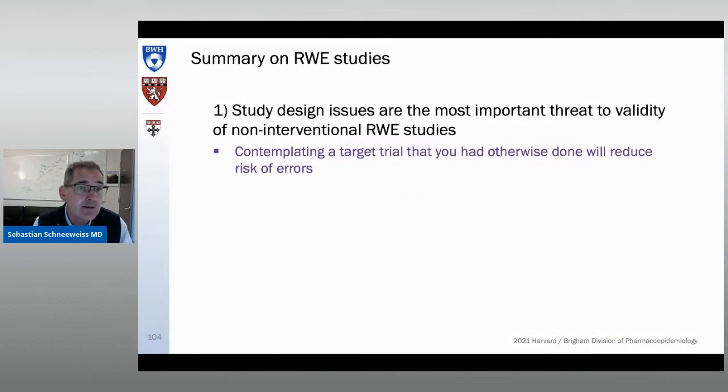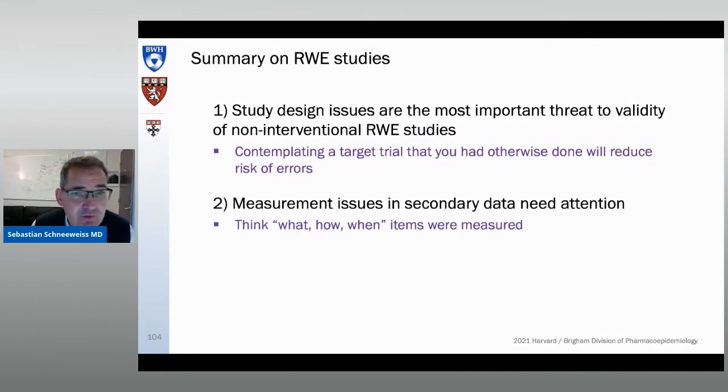Overall, I think that the study design issues are the most important threat to validity, really, in non-interventional real-world evidence studies in general. Contemplating the target trial helps you a lot to avoid mistakes, helps you a lot in communicating your findings, and just thinking straight through and making things less complicated than it often is portrayed as. Number 2, please. Next slide. Next click.